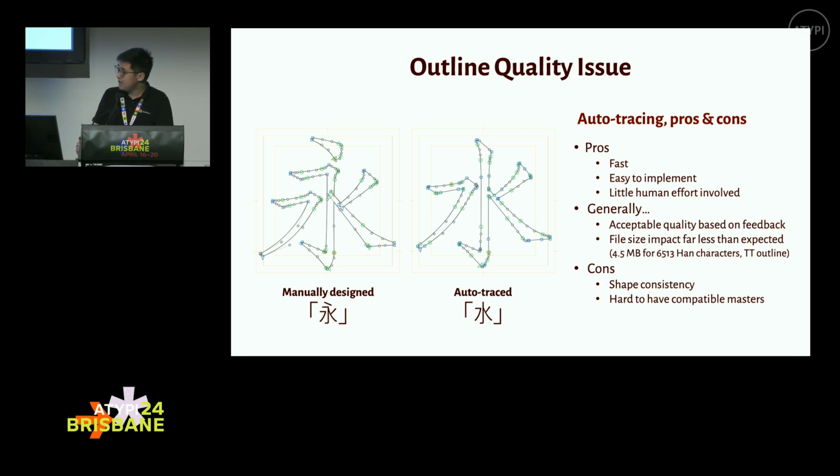The file size impact is also far less than we had expected. But of course, auto-tracing does have its limitations. It can cause shape inconsistency at details, and with this method, we can only get the shape's outline as a unified whole, rather than stroke-by-stroke contours. Therefore, it is impossible to obtain compatible masters with auto-tracing.